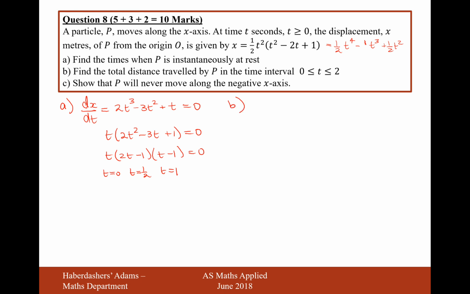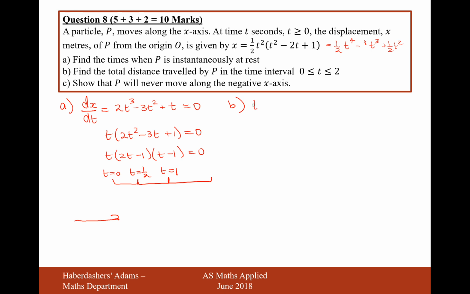Moving on to part B, find the total distance travelled by P in the time interval from 0 to 2. So this is quite a complicated question actually, because probably what's going to happen is we'll start with 0, then we'll go up to a half, then we'll stop, and potentially we might turn back round again, or potentially we might just carry on. So it's difficult to tell. So what we'll do then is we'll divide our time in between the interval from 0 to a half to 1, and then 1 to 2.